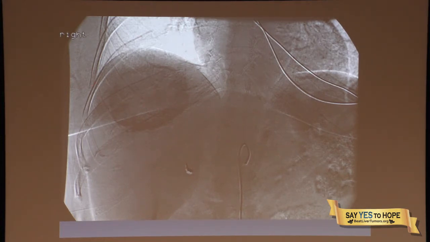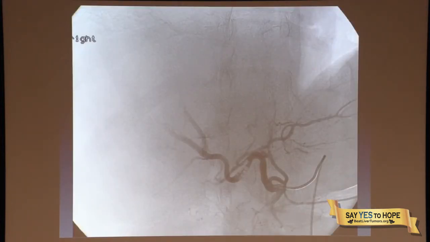So it's actually keeping and hogging that blood supply, or the contrast, into the tumor. And that's what we use also against it. I'll show you that in a second. And here is a picture afterwards of doing the chemoembolization.